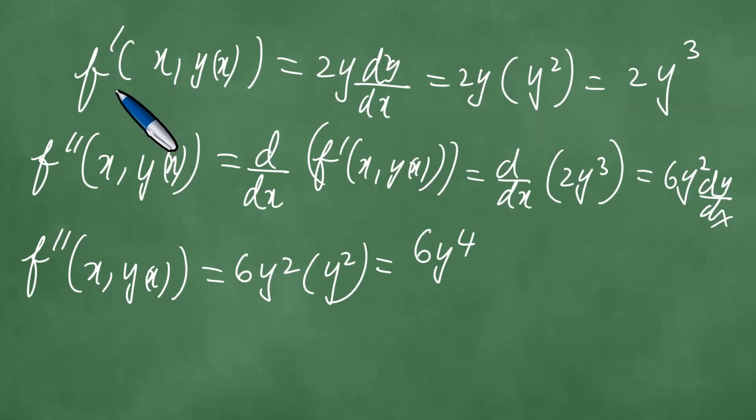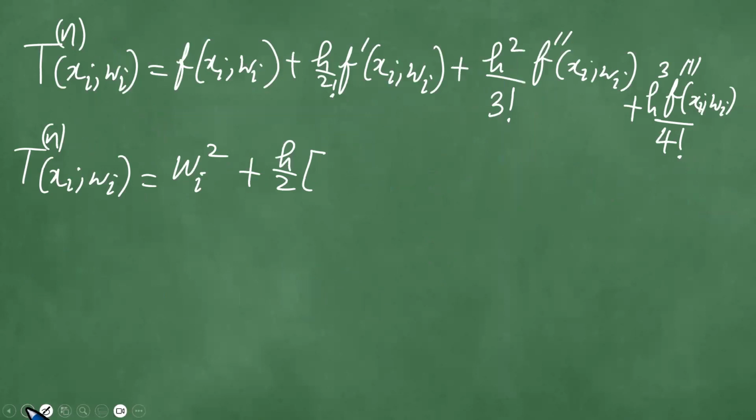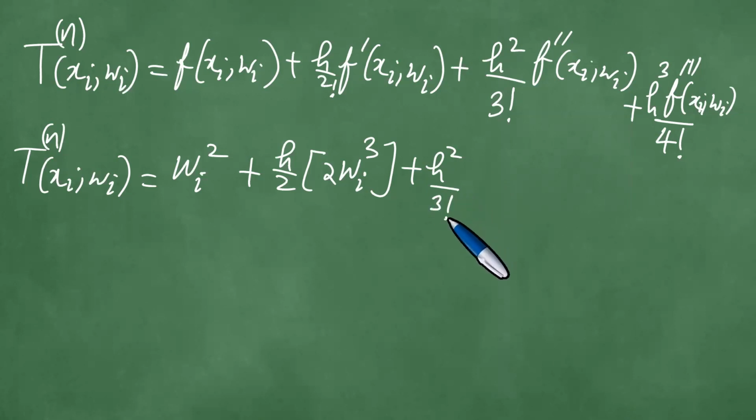Okay, so F primed is 2y cubed. So it's going to be 2wi cubed. The y is like w. You can even use yi, but the textbook uses wi, so I'm just maintaining that. Right, so plus h squared out of 3 factorial.